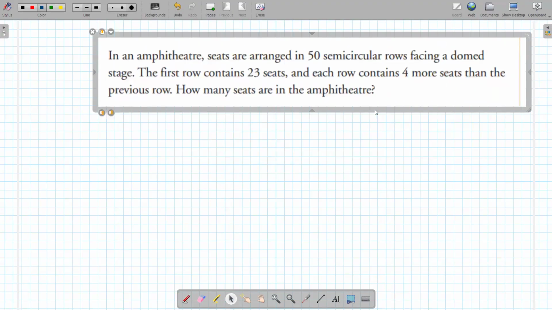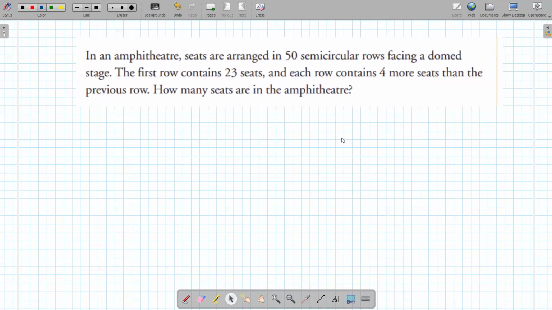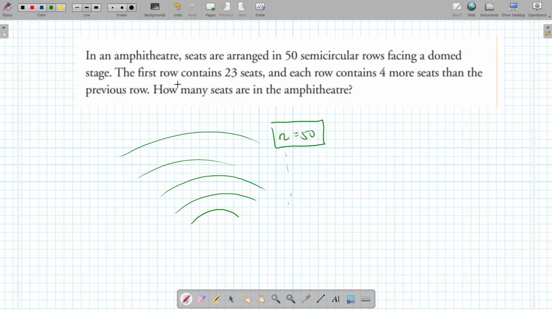So remember, if it's asking you for the total, the sum, it's probably a series. It's not a sequence. So in a theater, seats are arranged in 50 rows. So you have something like this. There's 50 of them. The first row has 23 seats, and each row contains 4 more seats than the previous row. So how many seats are going to be on the second row?